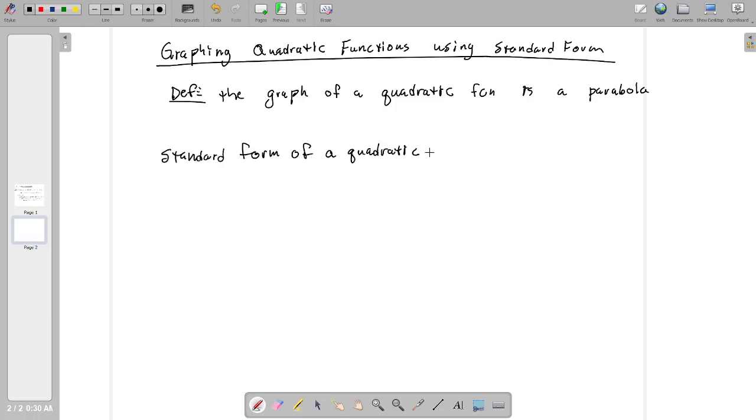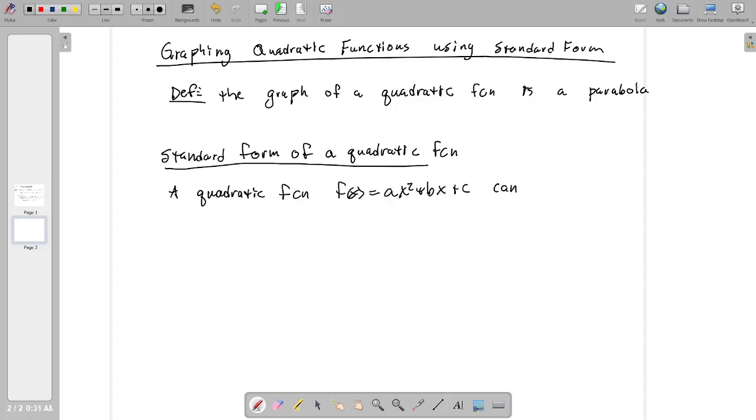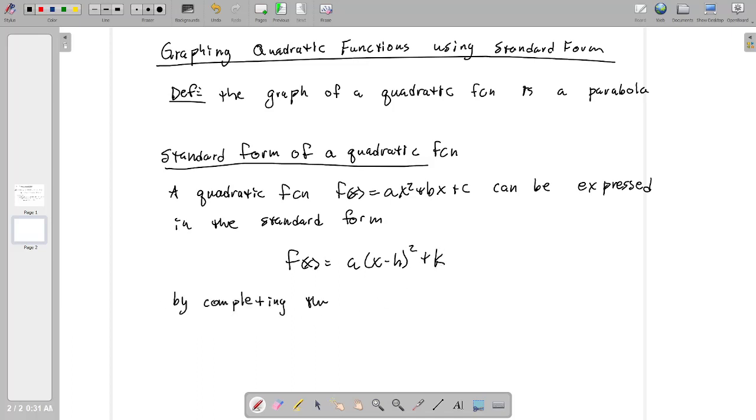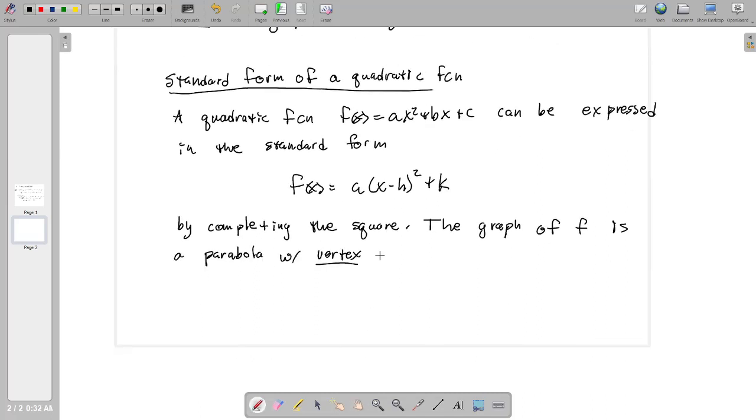Standard form of a quadratic function. A quadratic function f of x equals ax squared plus bx plus c can be expressed in standard form, f of x equals a times x minus h quantity squared plus k, by completing the square. The graph of f is a parabola with vertex h, k. The parabola opens upward if a is greater than 0 or downward if a is less than 0.